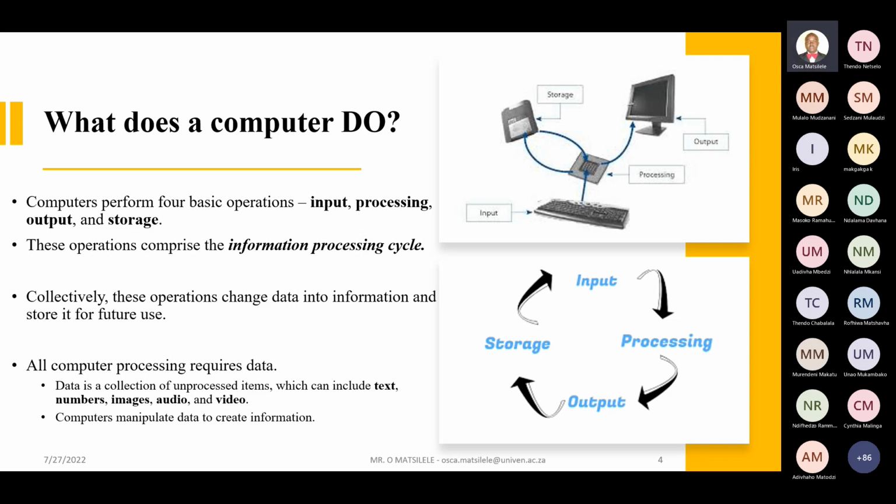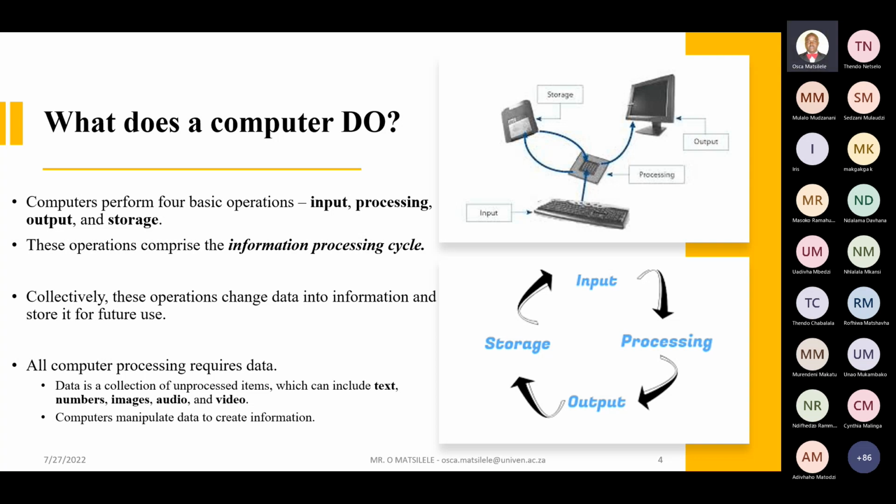We call this the information processing circuit. So this time around, the question can come to say, explain the information processing circuit. Here you will be explaining these 4 basic operations of a computer.